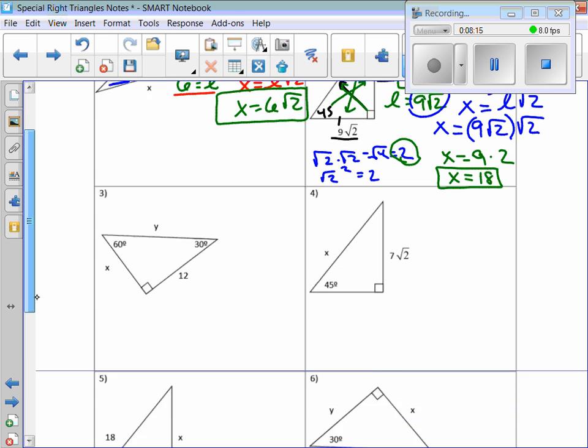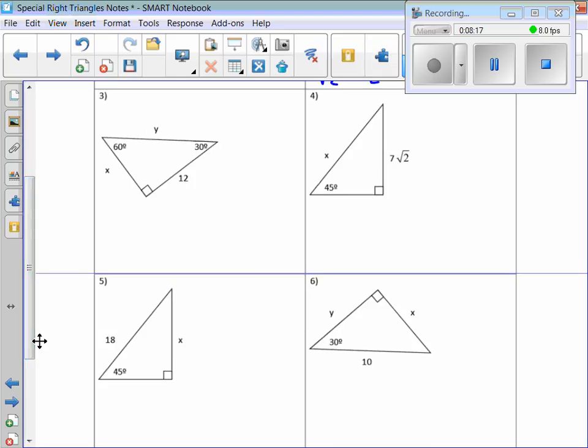Let's go ahead and look at number 3. First thing we want to do is identify what type of triangle we have. So we look at our angles. We have a 30, 60, 90 right triangle. So we go ahead and write down our table. 30 goes with L, 60 goes with L times the square root of 3, 90 goes with 2L. Go to your triangle. Across from 30 is your x value. Across from 60 is 12. And across from 90 is y.